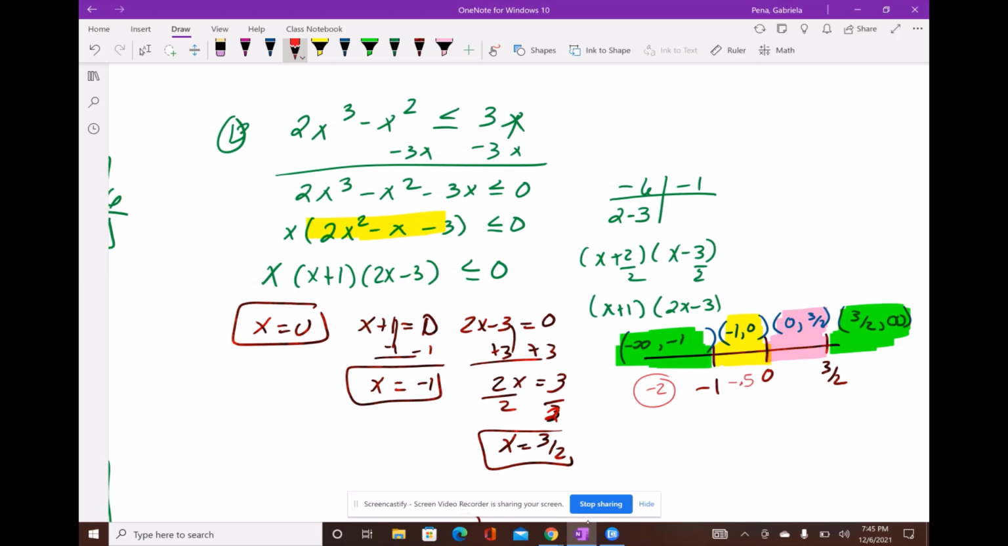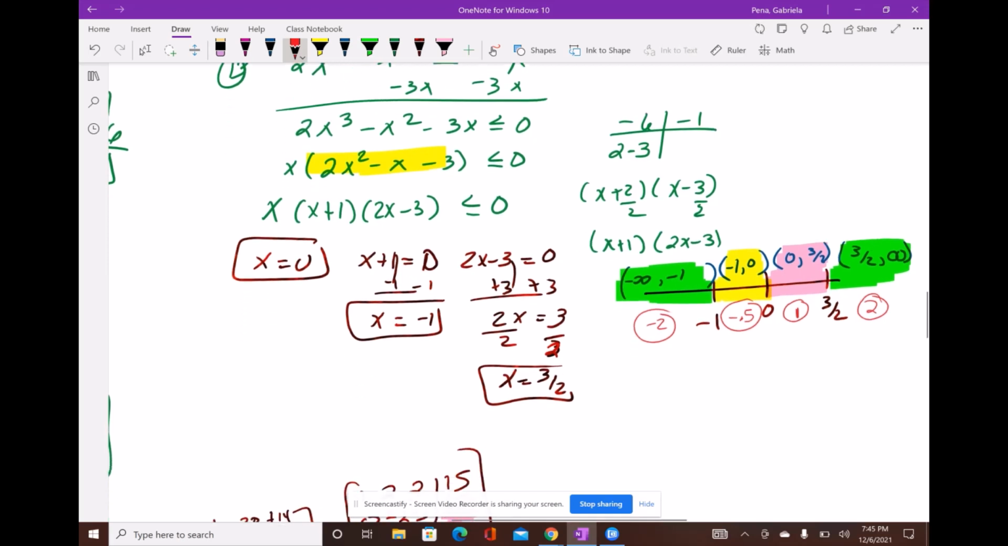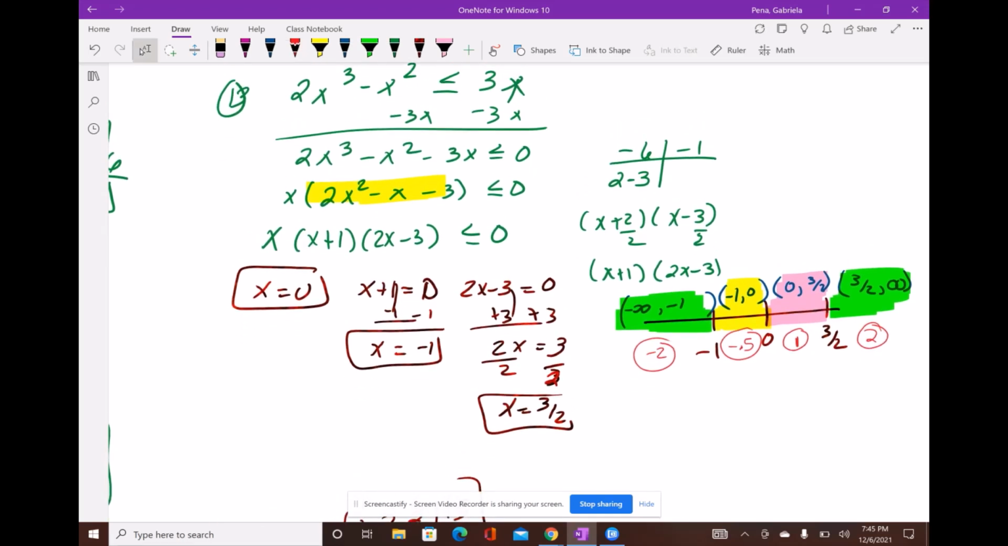Which number would you pick from 0 to 1.5? 1 is the easiest. Which number will you pick from 1.5 to infinity? 2. These numbers that I'm circling here, those are your checking points. What does that mean? You plug them into this equation here, in place of x. These are your testing points for x.